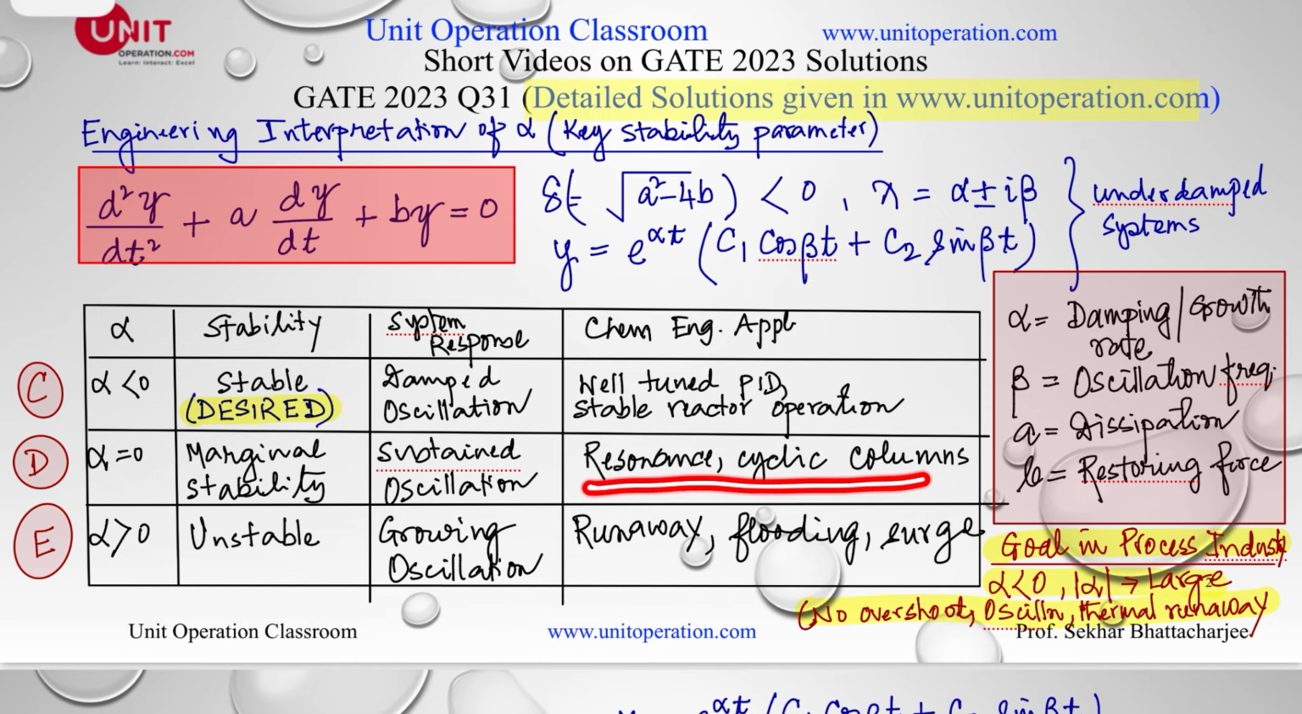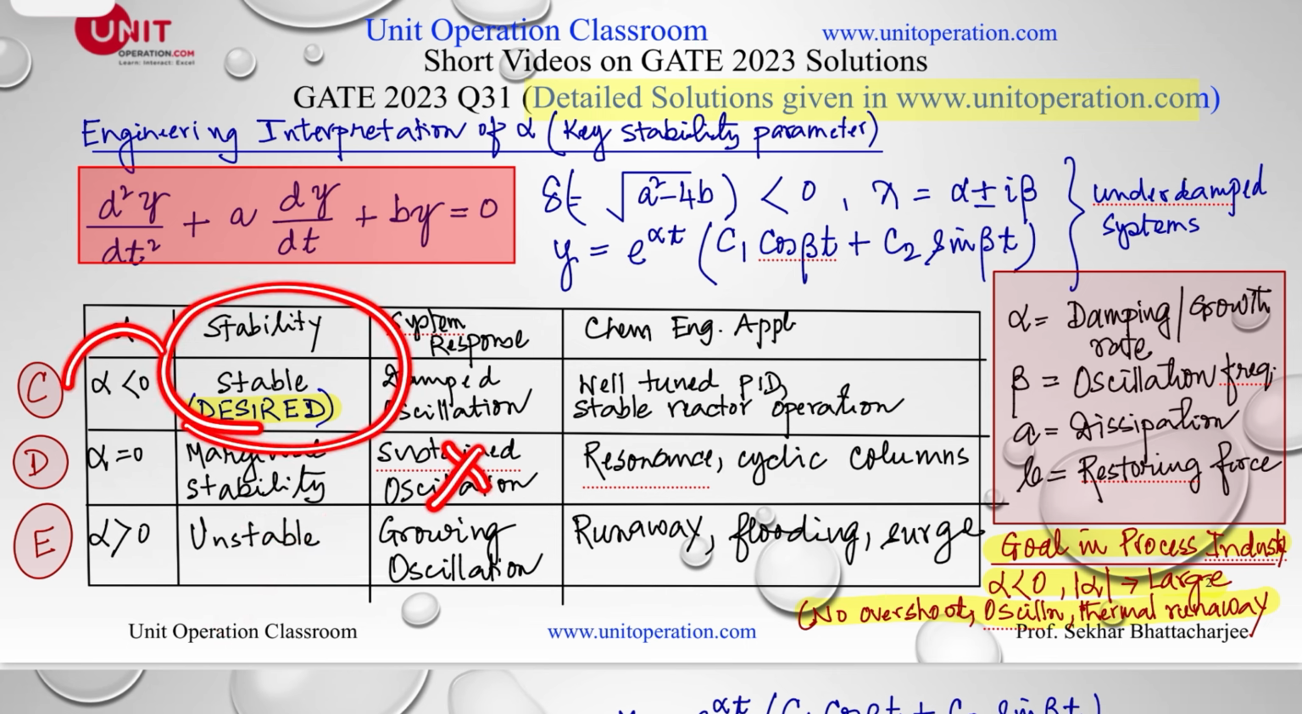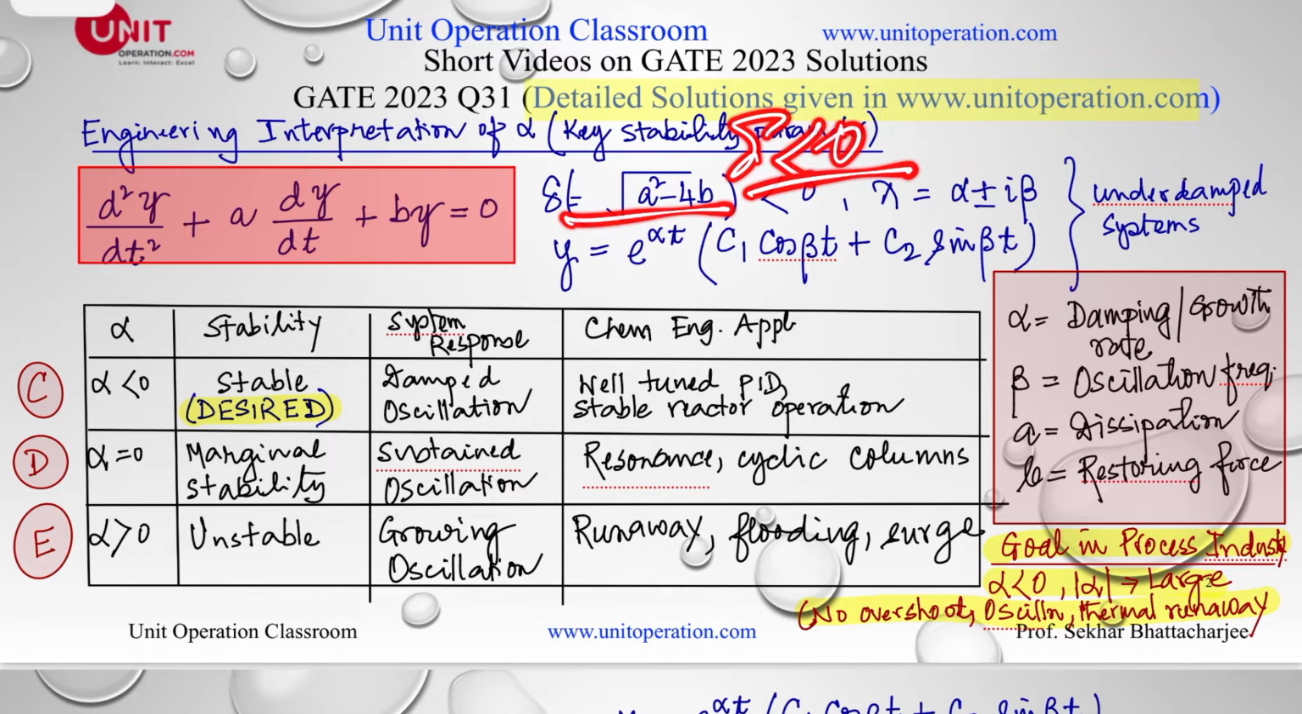And this is typical of resonance or the cyclic columns. When alpha is greater than zero, of course that will be unstable, and there's a growing oscillation, and there's a possible runaway or flooding or the surge in the vessels, etc. So this is not desirable. This is also what we try not to have. So this is the most desirable one under this situation when it is less than zero.